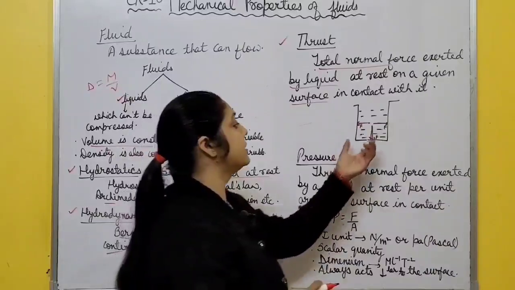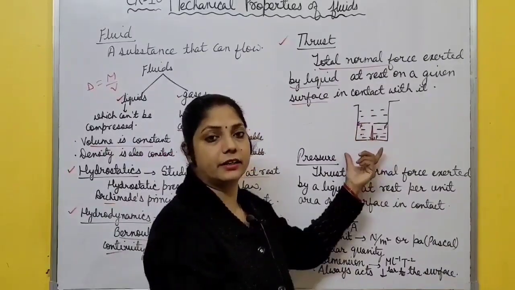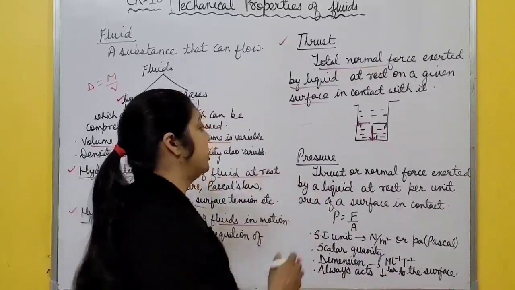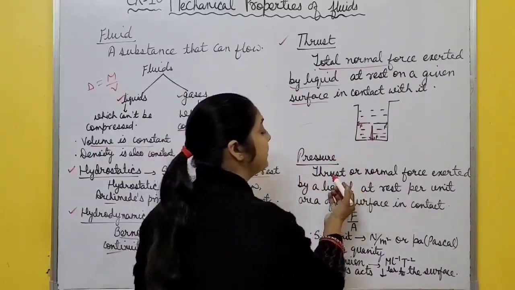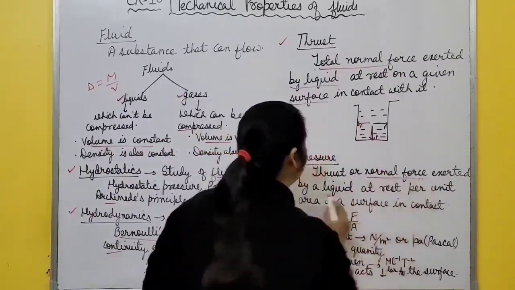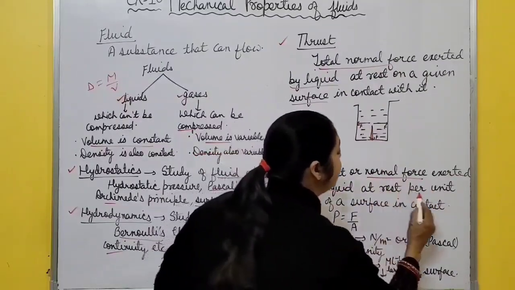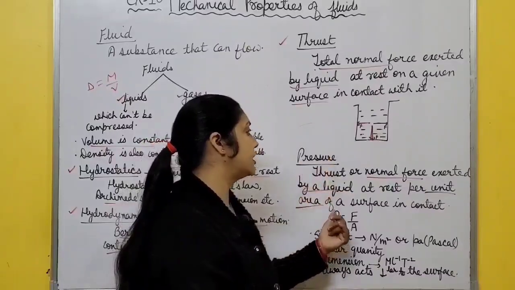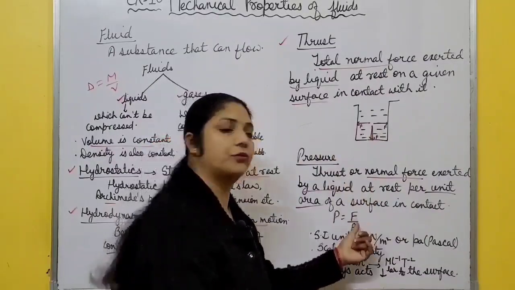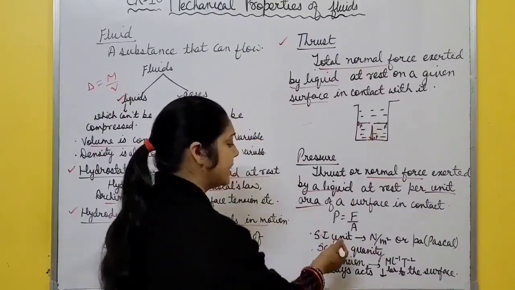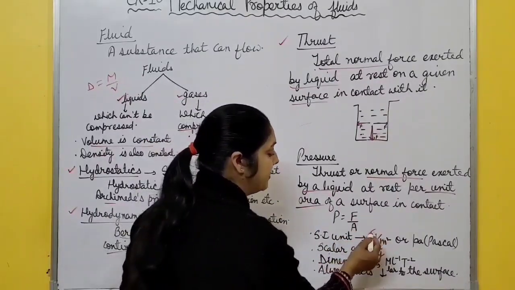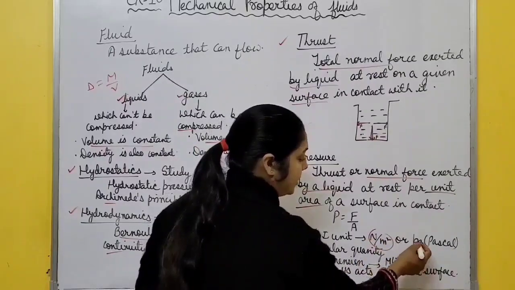When fluid exerts thrust on the surface of the container, you know thrust or force per unit area is called what? Pressure. So pressure in the case of fluids is nothing but thrust or normal force exerted by a liquid at rest per unit area of a surface in contact. Its SI unit is what? Force is in Newton, area is in meter square, so Newton per meter square, you can say Pascal, small pa.